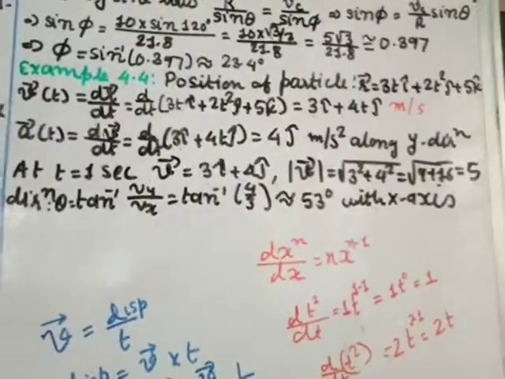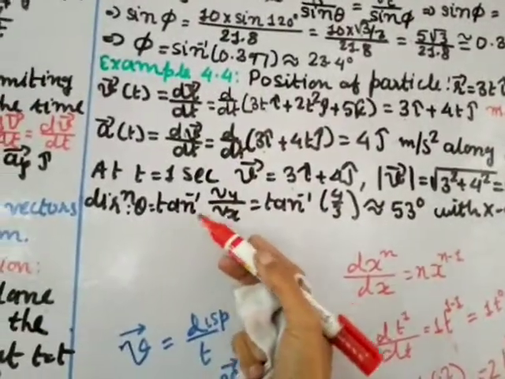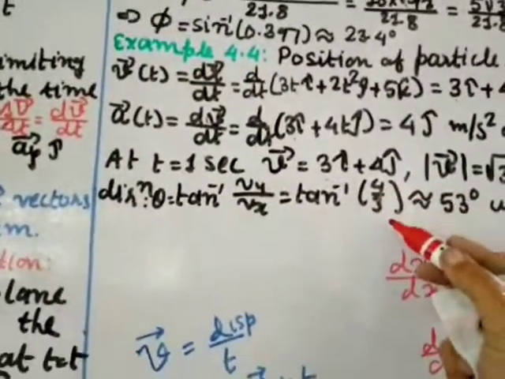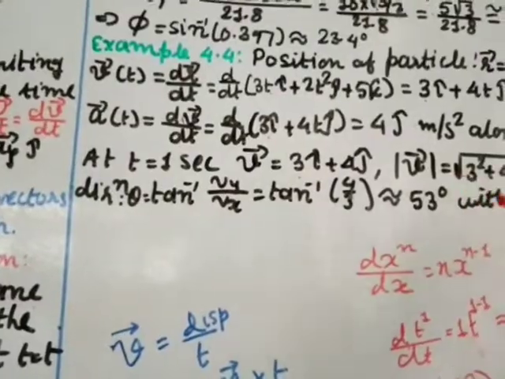So that is the magnitude, and the direction is theta = tan inverse of vy by vx. So we get tan inverse of 4 by 3, which is approximately 53 degrees with the x-axis.